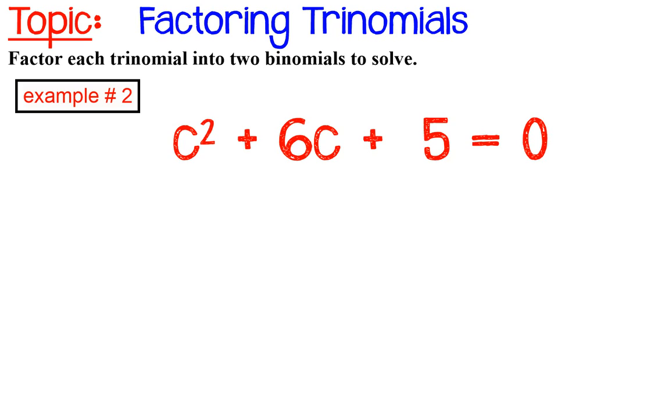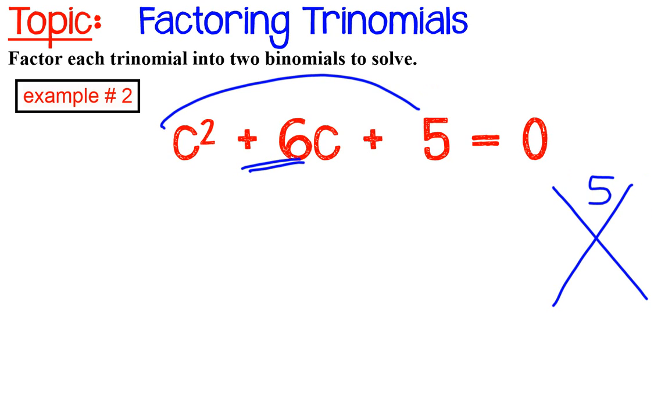All right, let's try another one. Look for a GCF. Doesn't have one. Create your diamond pattern. The product here. Steal the number from the B position. Well, 5 is prime, so this is going to be fast. Only 1 times 5 makes 5, and 1 plus 5 makes 6.